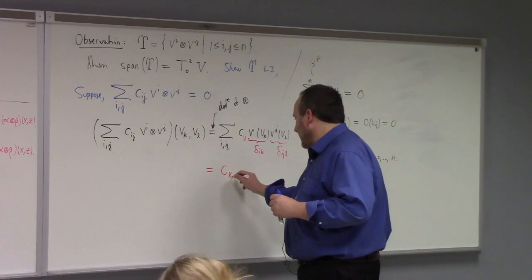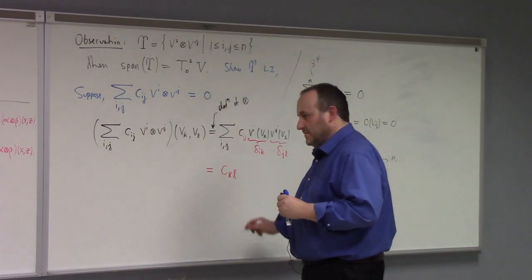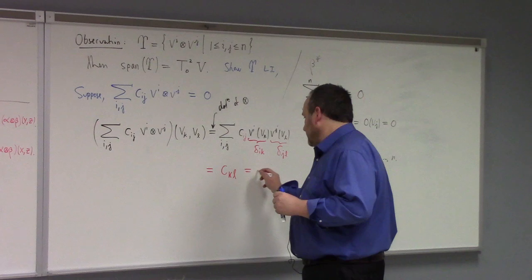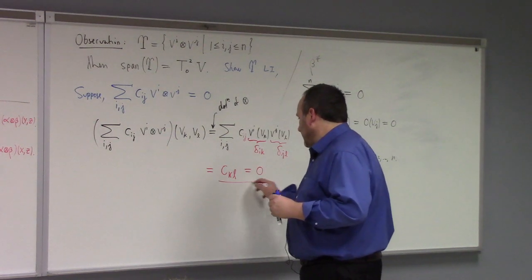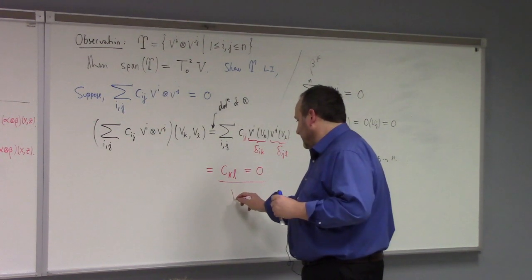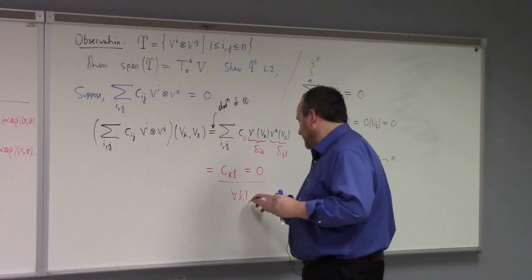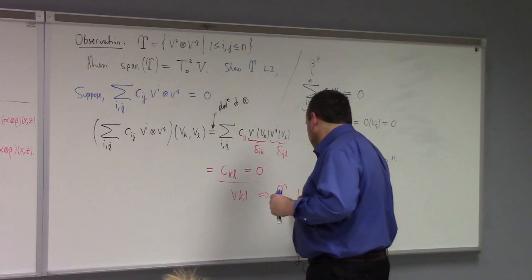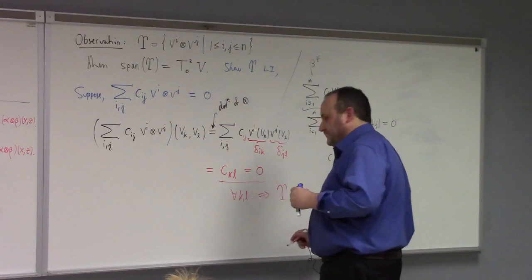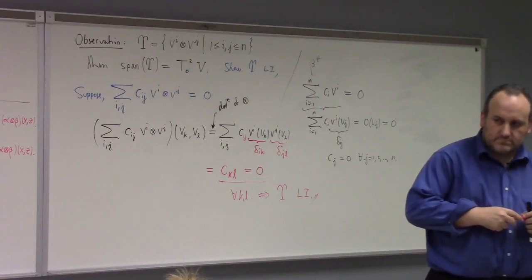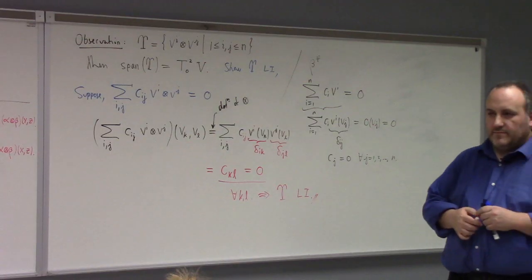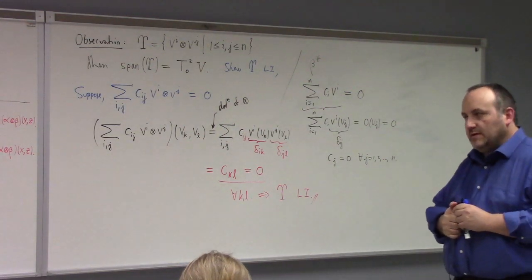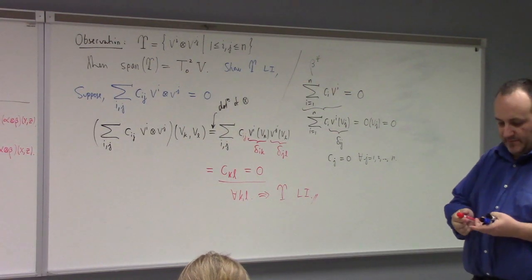c_kl, right? And that equals 0, but for all k and l. So that implies that the upsilon are linearly independent. Does that make sense? What's the dimension of the bilinear forms over the vector space then?